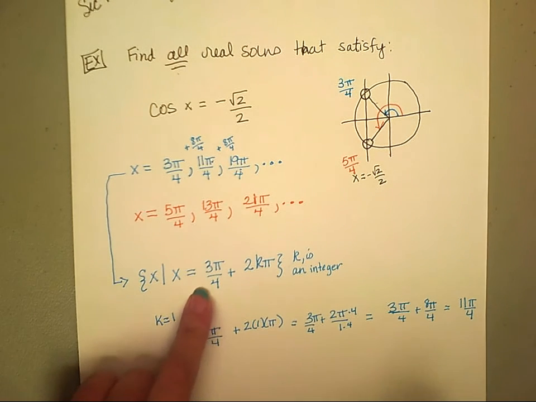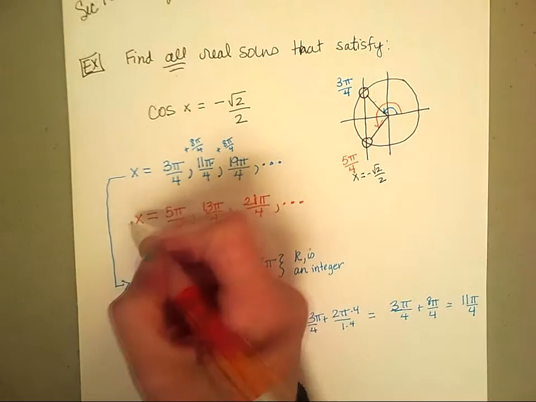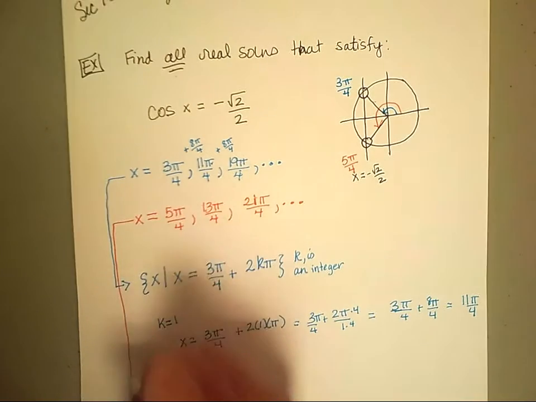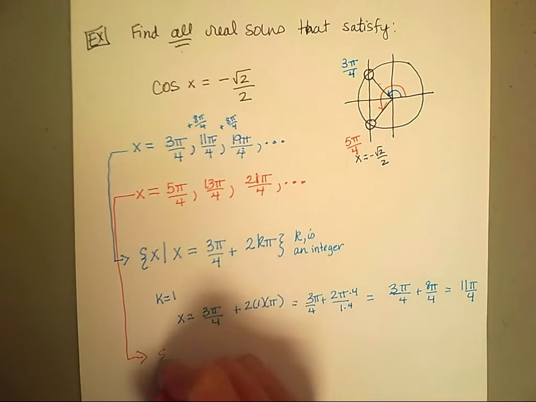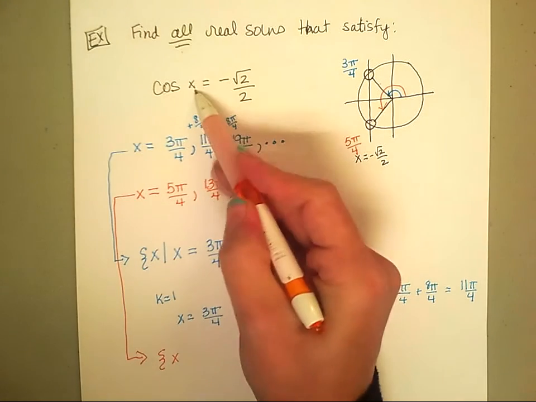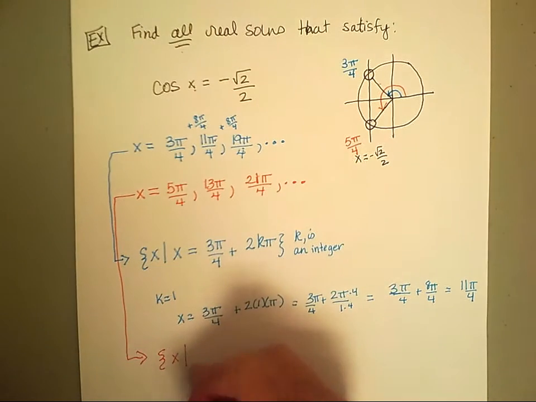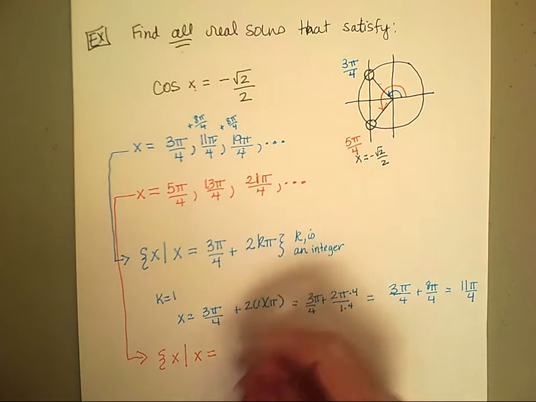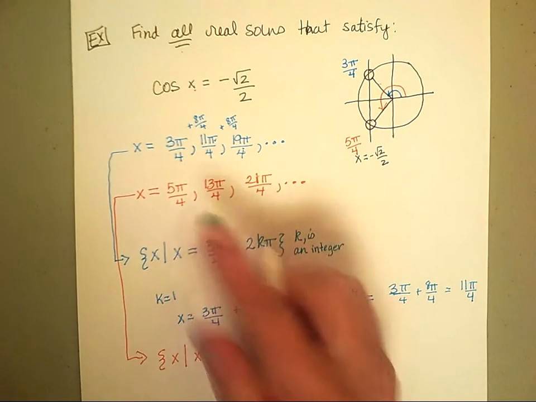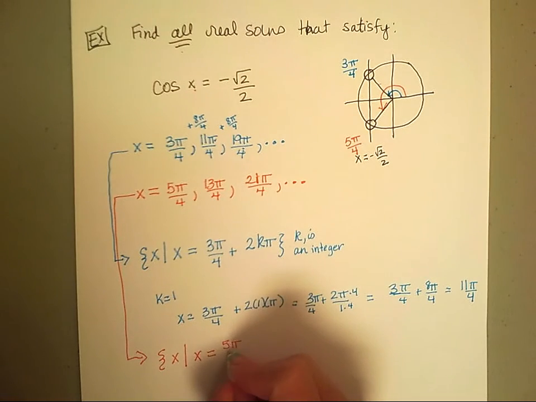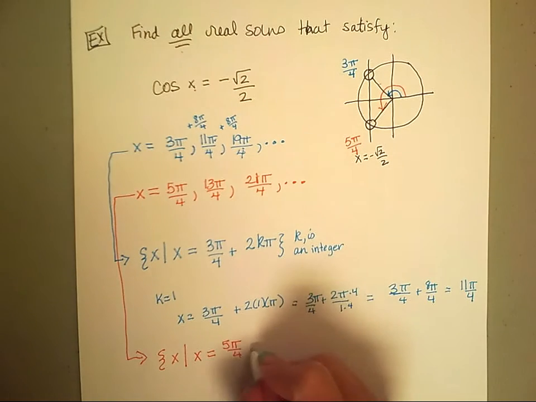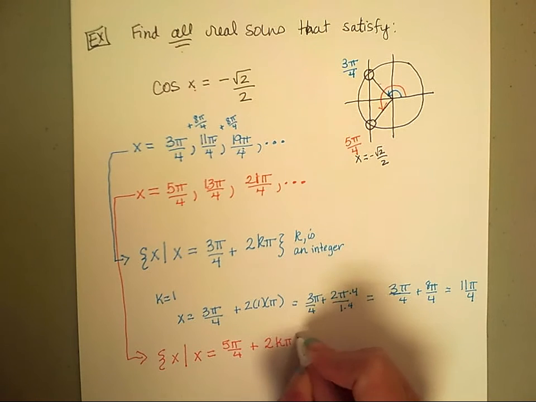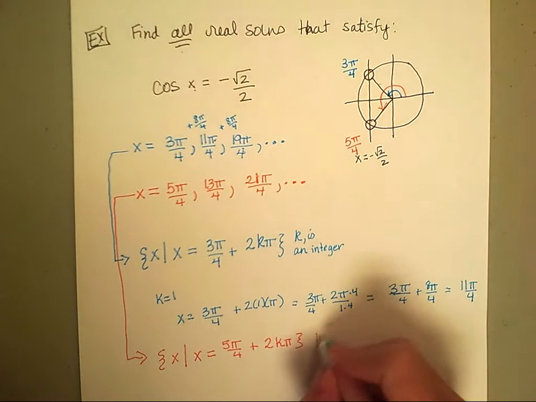Now this is an infinite amount of solutions, but it's only one branch. We also have this branch. So if we want to write this in set notation, it'll be the set of all x, because we just called our angle x, such that x will be equal to our first one, which was 5 pi over 4. But again, any looping, so that's adding multiples of 2 pi, so we can just write that again as plus 2k pi, where k is an integer.